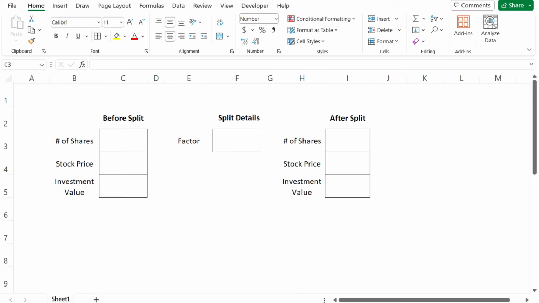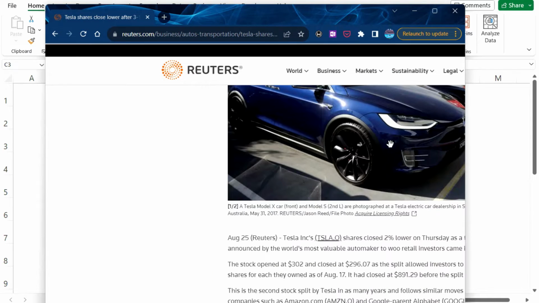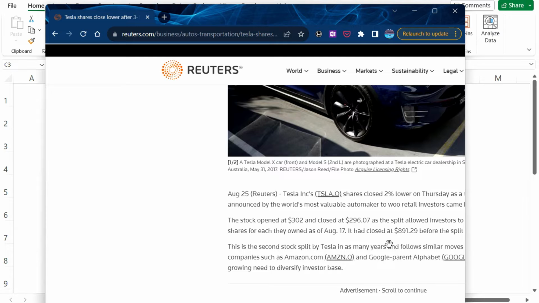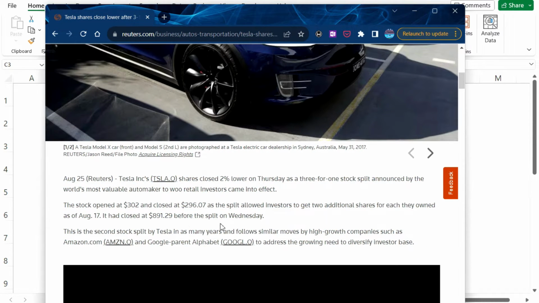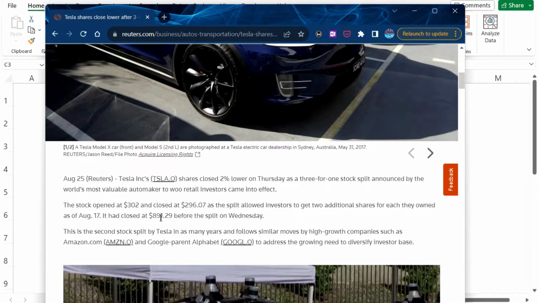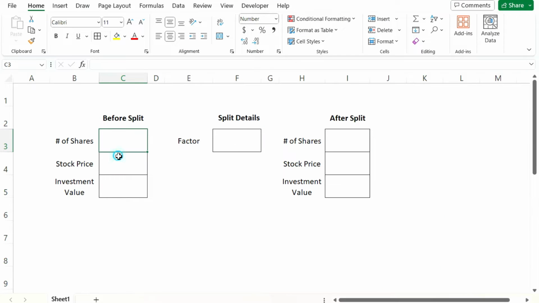Now, if you go to a news article from Reuters, it'll tell us that Tesla did a stock split that day. At the close, it was $891.29 before the split on Wednesday, right? And then it closed at $296.07 the following day. So let's work this into our calculations. The stock price was $891.29. That was before the split.